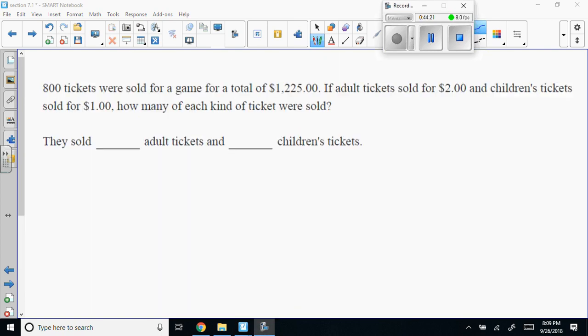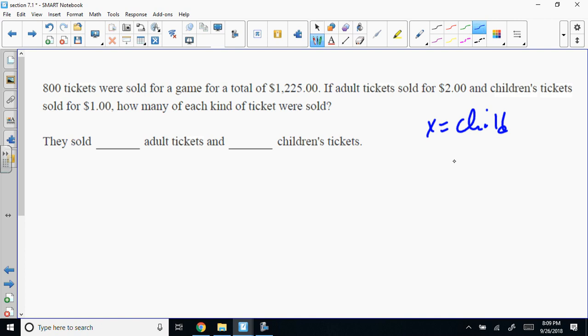Okay, here we go. Another famous one is tickets sold, right? We're going to do this just like we did the quarters. So we're going to have totals and values, right? Look through it and let's see. Let's do this so that everybody's on the same page. We're talking about two types of tickets, right? So let's go ahead and define X as being a child and Y as being an adult. Can we go ahead and do that? Because that's really the first thing you got to do.